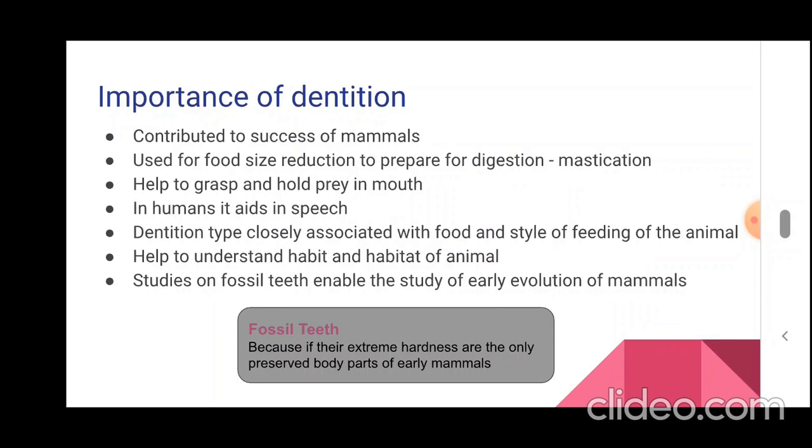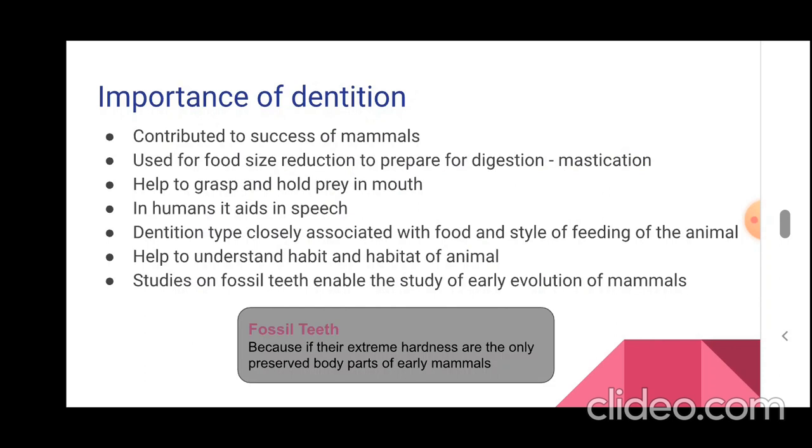When these teeth are absent, deformed speech occurs in the person. When there is a gap between the teeth, when some teeth are lost from the front portion of the dental arch, the speech is not very correct, or there is deformed speech. So in humans it aids in speech.